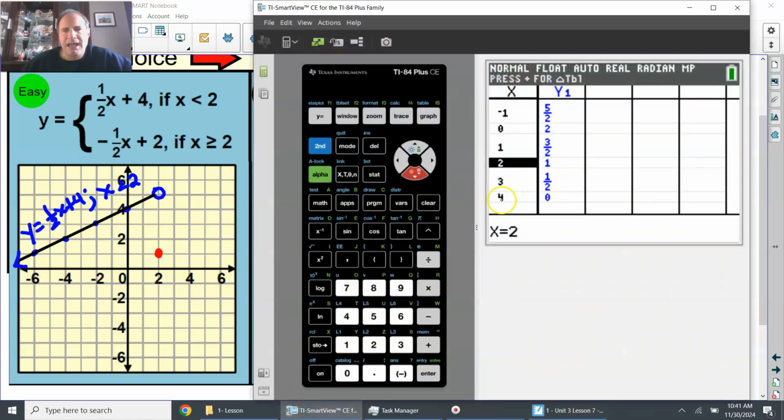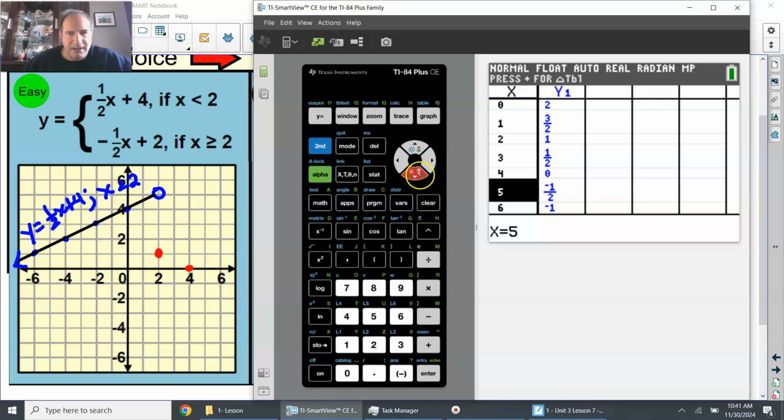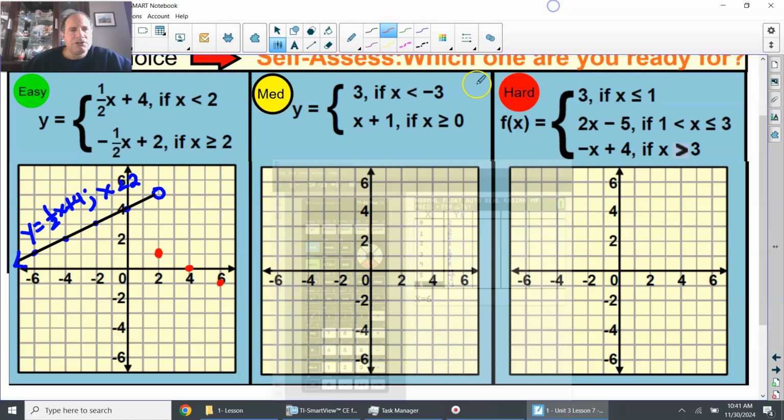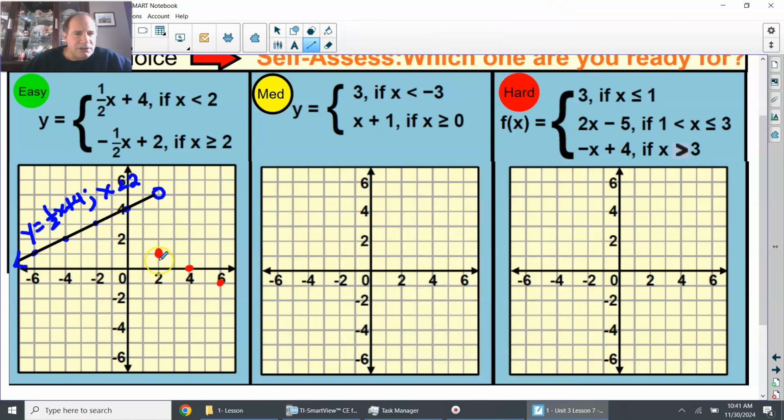And then (3/2), I'm going to skip, (4, 0), which is right here. And notice that the next one is (5, -1/2), (6, -1), which is right here, and I can't graph anymore. So that's why it's a closed circle on this right here. Going to connect that and put my arrow on the end.